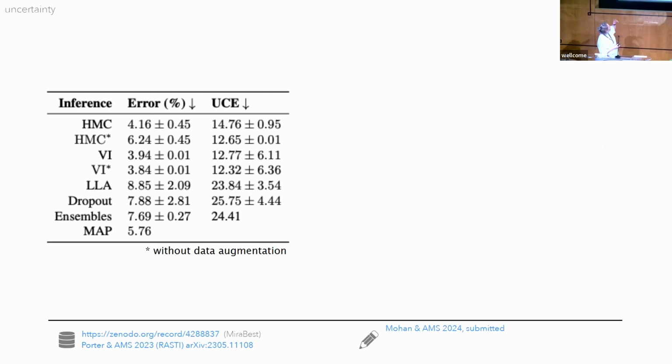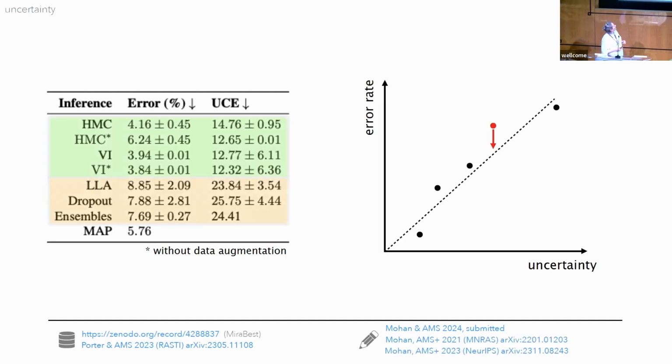Here's a comparison of some of the different approximations used in Bayesian deep learning. At the top, we have our HMC, and I'm showing you the error, a measure of performance here, compared to variational inference, last layer Laplace approximation, MC dropout, ensembles, and then just the straightforward MAP value on the model. What I'm showing you next to it is something called the uncertainty calibration estimate, UCE. I don't know how many people are familiar with this, so I'll explain a little bit about what it is.